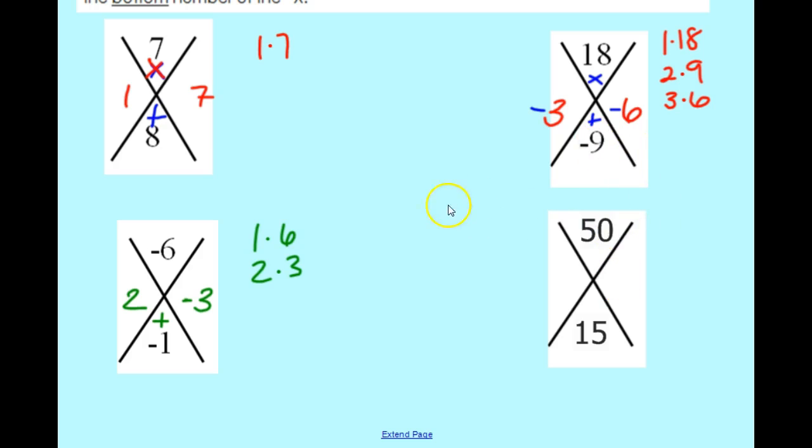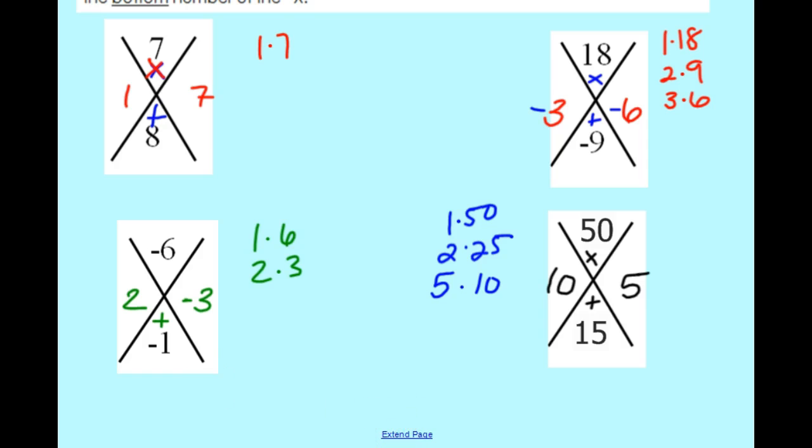All right, last one. Multiples of 50, we could do 1 times 50, 2 times 25. It's not going to be divisible by 3. Is 50 divisible by 4? Let's try. 50 divided by 4. Nope, 12.5. But 50 divided by 5 is 10. And that one looks like it's going to work. 10 times 5 is 50 when you multiply, and 10 plus 5 is 15. Sometimes easier if they're both positive numbers.